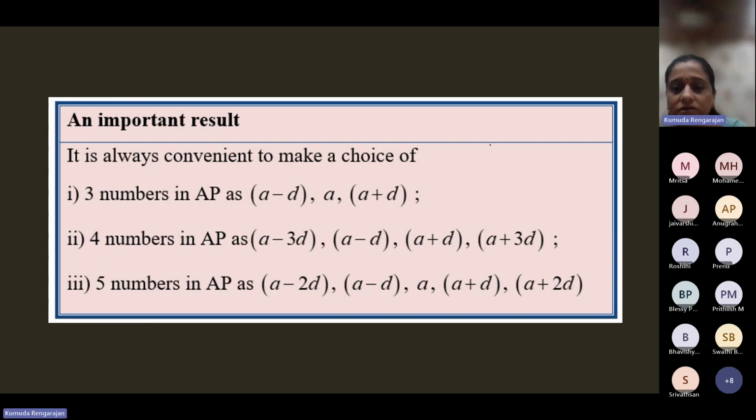So see here, it's like A in the middle, before this A minus D, and after this A plus D. This is for 3 terms. For 5 terms, A minus D, no? So A minus 2D, and take one A plus 2D here. So this is for 5 terms.